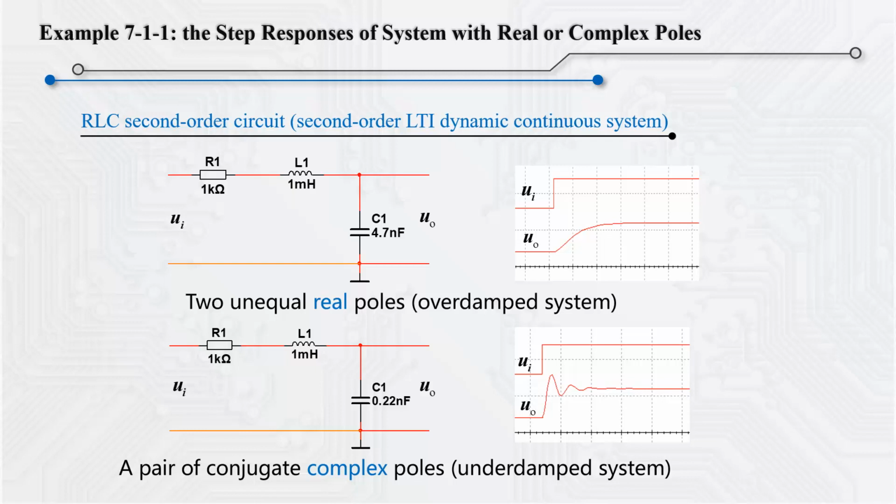If we change the capacitance in the circuit from 4.7 nF to 0.22 nF, then the system will become an underdamped system with a pair of complex conjugate poles. With the same step input, the response of the system will become an oscillating pattern. For a circuit like this, are the poles of its parameters real or complex? It's a question for you.